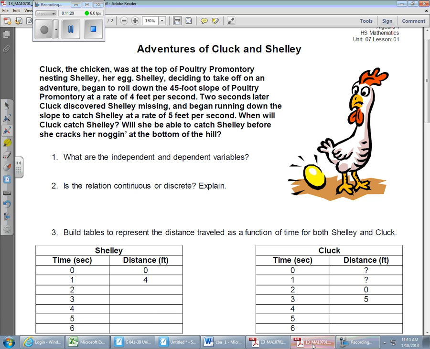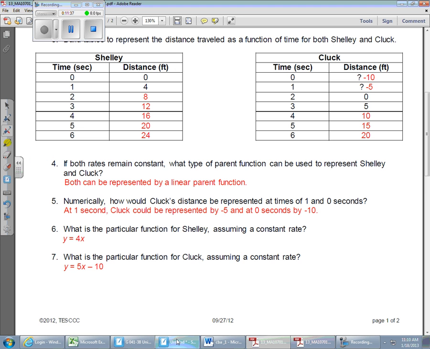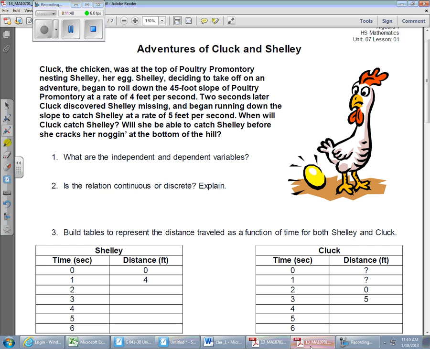So question number 2, if I can get my page to respond. Question number 2 is continuous. If you've lost that vocabulary, if you didn't remember continuous and discrete, that is something that we need to know. They can ask that. Got the wrong page.